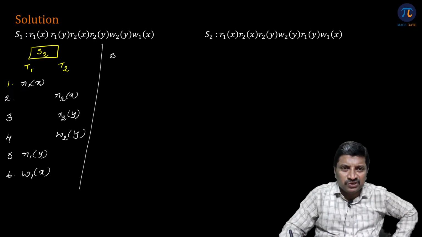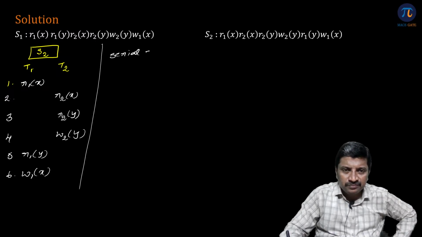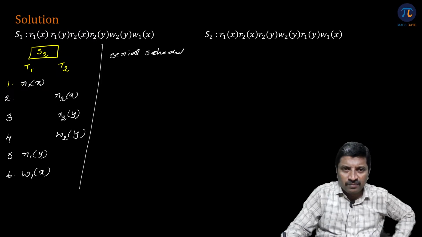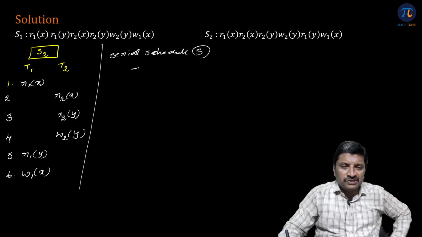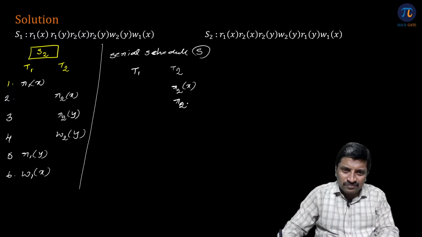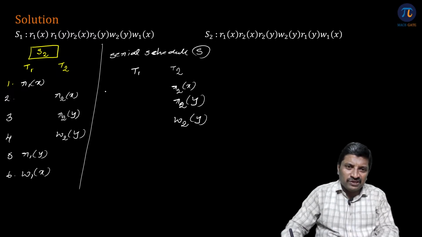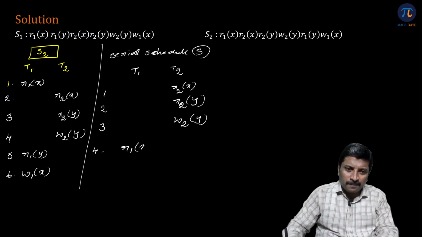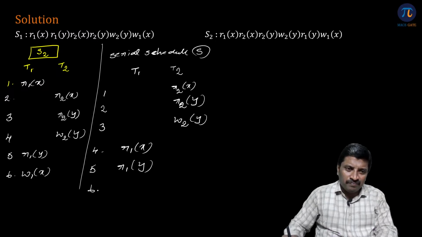Then let us consider one serial schedule, sir. You can consider any one of them, sir. Since it's very clear that I need to do first the second one, R2 of X, R2 of Y, W2 of Y. So first I do these operations first. Then I do the operations of T1: R1 of X, R1 of Y, W1 of X. Right, sir?